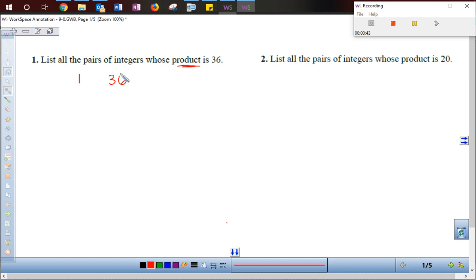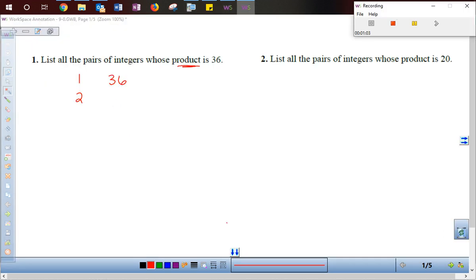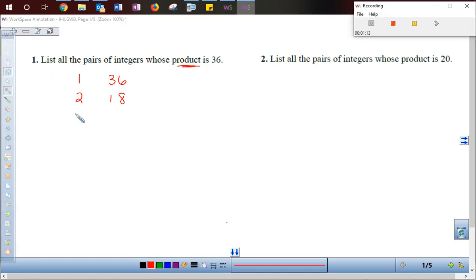So the next number that I want to see can go into 36 is 2. And we know that 2 can go into 36 because it's an even number. And if you're not sure how many times, you're more than welcome to get out your calculator and take 36 divided by 2, but you'll get a result of 18. Okay? The next number that I want to see is 3. So again, if you're not sure, you can take 36 divided by 3, and we get a nice response of 12. Then 4, and hopefully you know that 4 goes into 36 9 times.